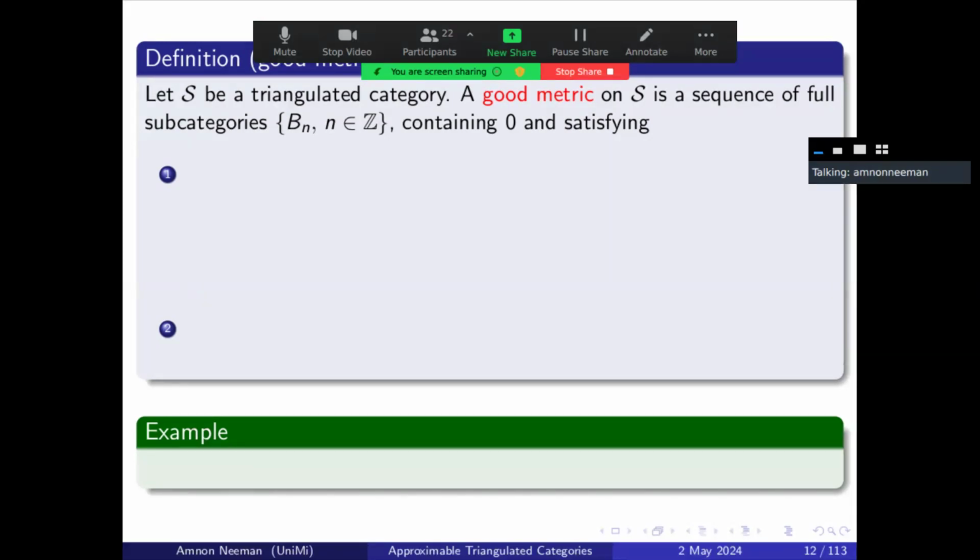Okay, so now let S be a triangulated category. Now I'm going to define a good metric. It's a translation invariant metric, specified by balls centered at the origin.